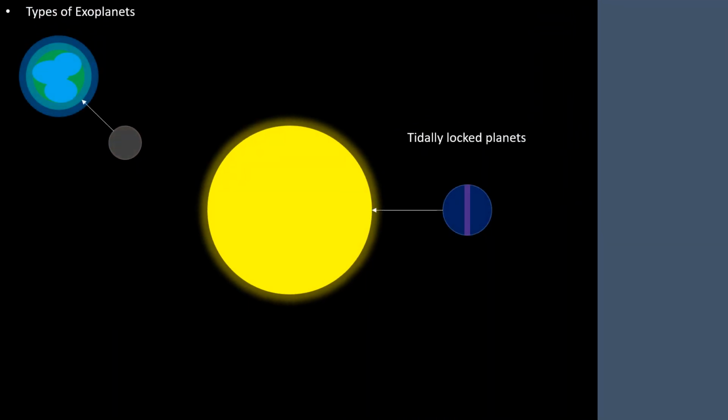The first type of exoplanet is a tidally locked planet, otherwise called an eyeball planet. The unique thing about this planet is that, much like our moon, it only has a single face staring at its parent. Instead of staring into another planet, it stares into its parent star.